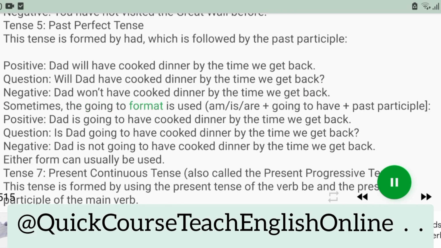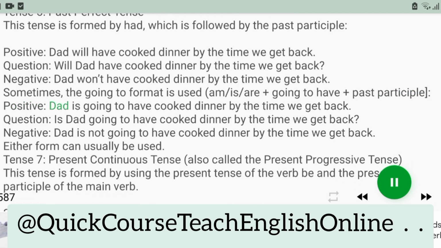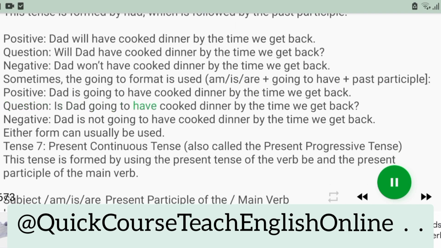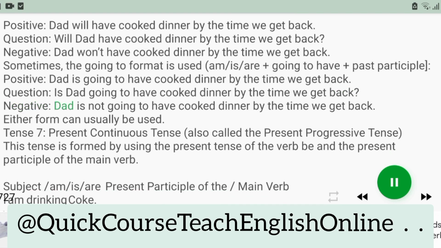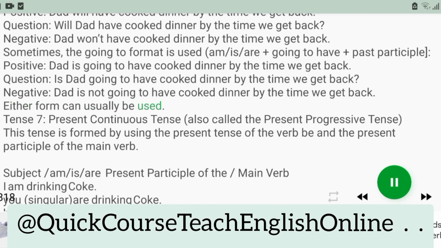Sometimes, the "going to" format is used: is or are plus going to have plus past participle. Positive. Dad is going to have cooked dinner by the time we get back. Question. Is Dad going to have cooked dinner by the time we get back? Negative. Dad is not going to have cooked dinner by the time we get back. Either form can usually be used.